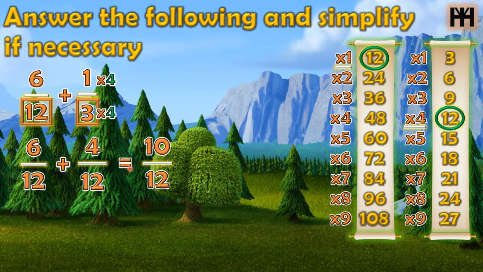Are we done here? No. Not yet. You see here, we can simplify this fraction. You see here, they say answer the following and simplify if necessary. Now, it's very important to simplify here. Okay, so here 10 and 12 both end with even digits. So we divide them both by 2. So we'll get 5 over 6.